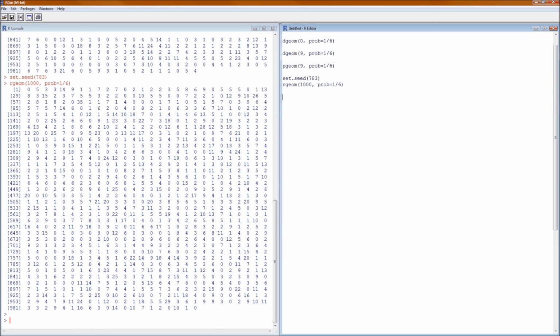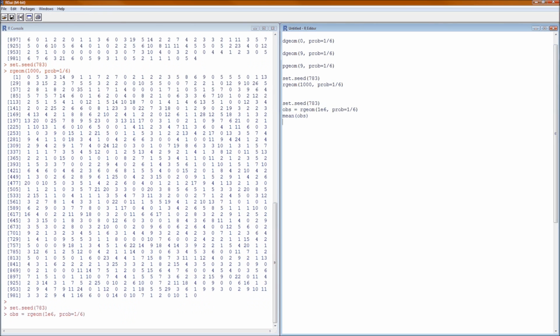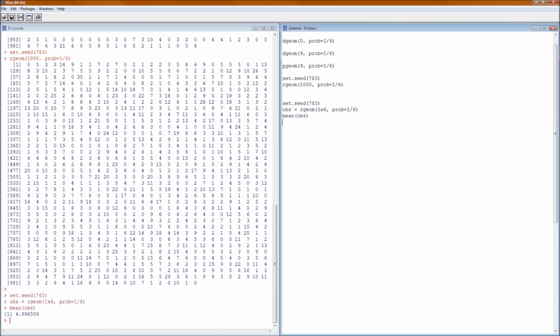If I want to, I could estimate the expected number of rolls to my first one. I'm going to recopy that, save this as a variable, and not just do it 1,000 times but 1,000,000 times, or 1 times 10 to the power of 6, and then calculate the mean of OBS. Run those 3 lines, and I get 4.996509. Now the actual expected value, which you should by now be able to calculate, is 5. Notice how close we came.